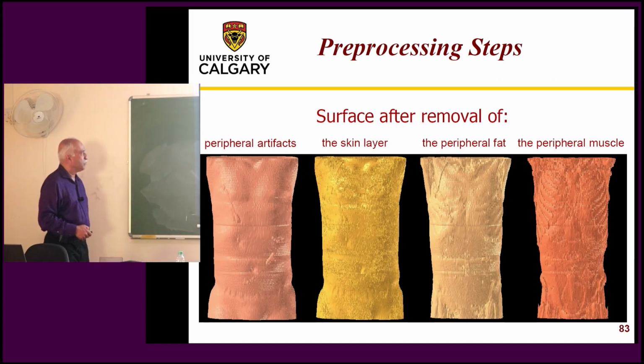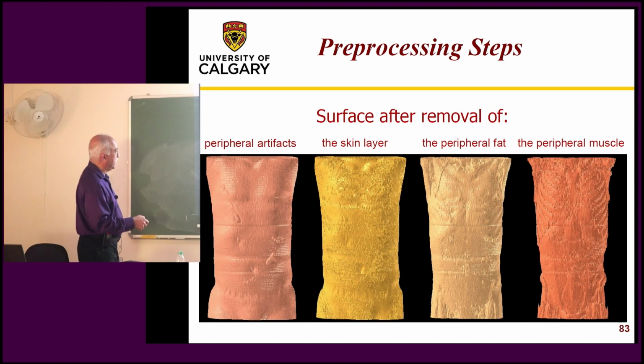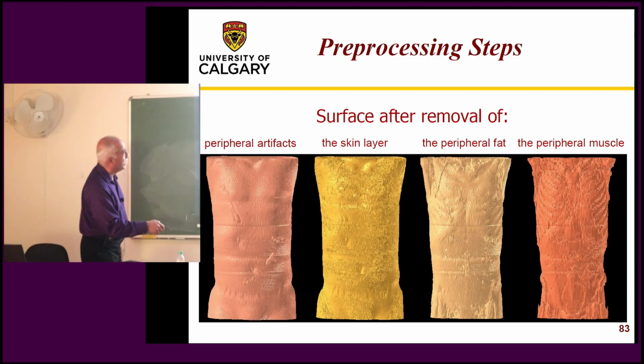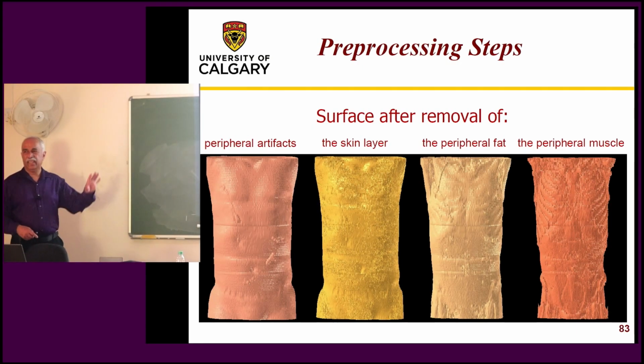So in 3D, this is the volume of a patient. This is after removal of peripheral artifacts. So that's the skin of the patient. The color doesn't mean anything. After removing the skin layer, this is fat. After removing fat, this is muscle. After removing peripheral muscle, this 3D volume has only the internal organs. Somewhere you see some ribs here, somewhere around the shoulder down to the pelvic area. That's the range of the CT scan in this case.